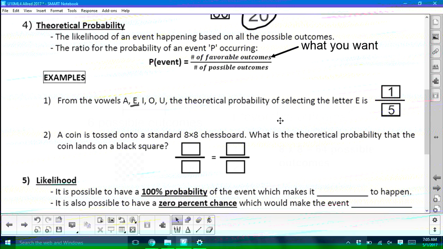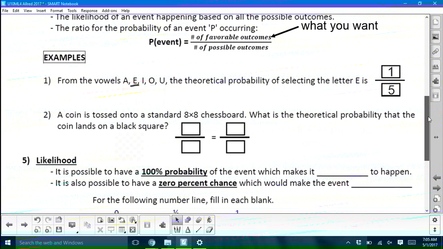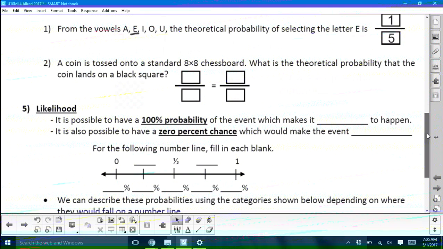That's right. The theoretical probability of selecting the letter E would be 1/5. There's only 5 vowels, not 6 of them. Okay. There's a 1 out of 5 chance I could pick the letter E. Okay. Ed Puzzle is going to ask you about this next question.